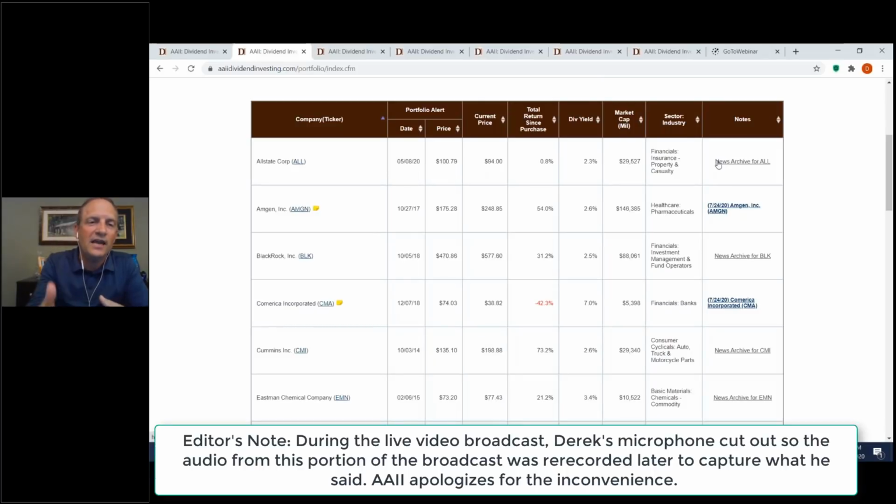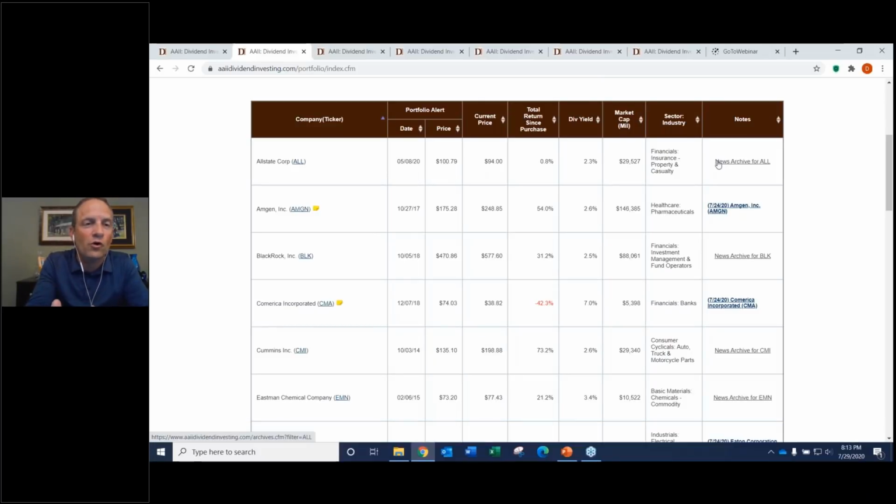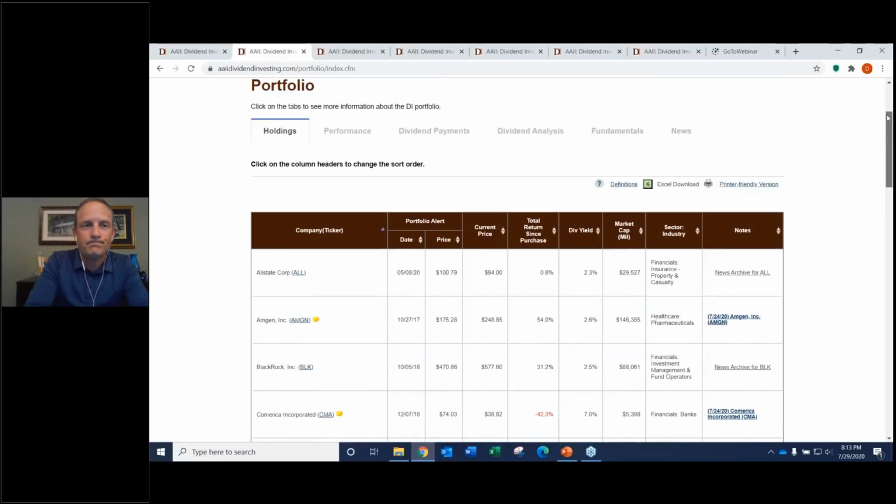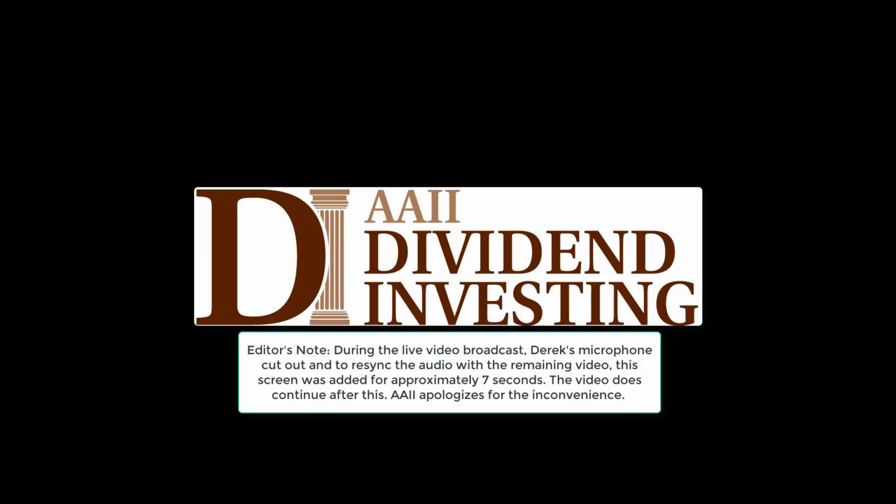And another great feature is the notes column. Here under notes, if you were to click on this, it would take you to all the news stories that we have written and reported on for that particular company, all in one easy to identify place. So that is the DI portfolio tab.